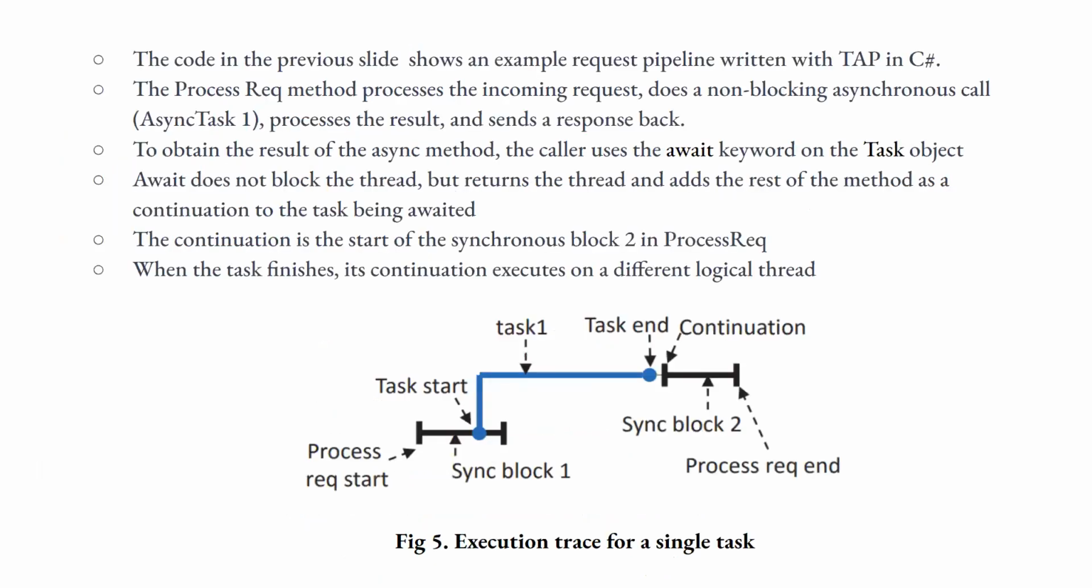Now that we've looked at what TAP is, let us look at the two commonly used abstractions in TAP, which are WhenAll and WhenAny. Task.WhenAll and WhenAny are used to indicate completion of multiple tasks. Before going on to WhenAll and WhenAny, here's a picture showing the execution trace for a single task.